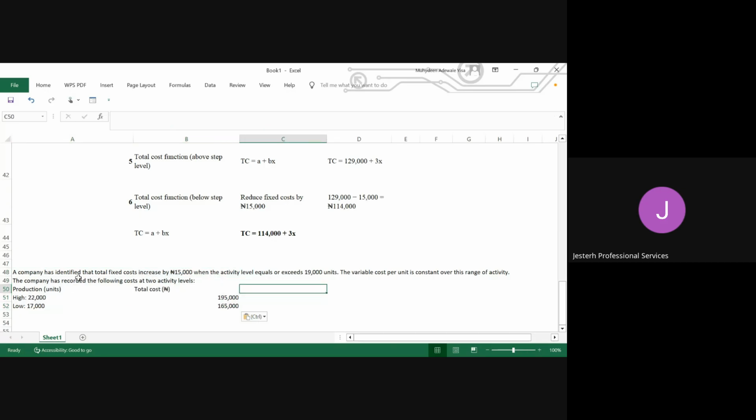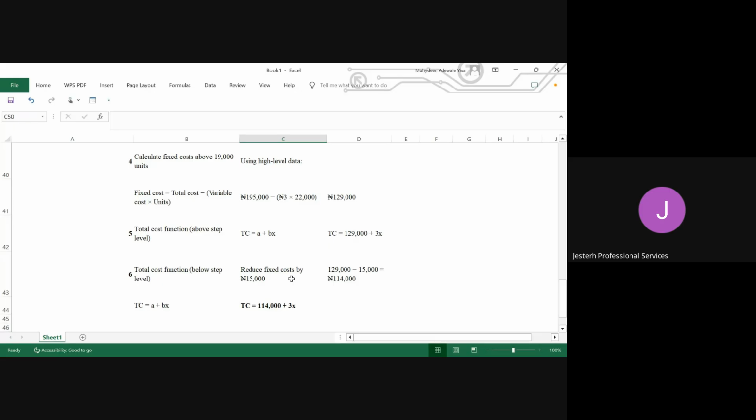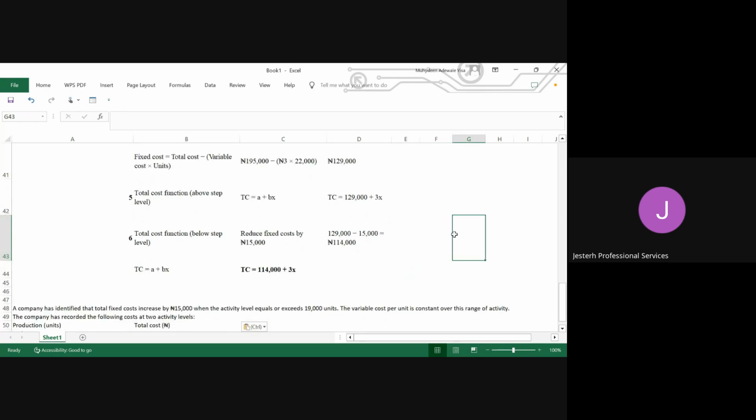Now, they say the company decided to increase the fees costs if the level of activities is equal to or exceeds 19,000. Now, we have calculated the fees cost if the level of activities exceeds the 19,000. Now, what if the level of activities did not exceed the 19,000? What are we going to do?